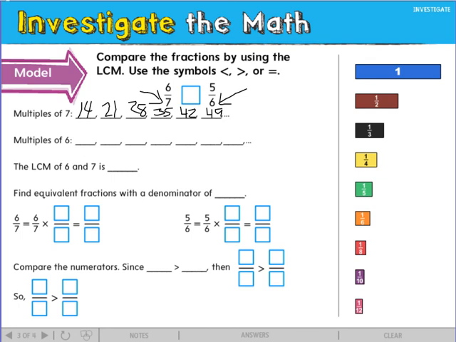We have 6. 12. 18. 24. 30. 36. 42. 48. Okay. So now we're going to find the least common multiple. What's the least common multiple of 7 and 6? 42. It's right here.